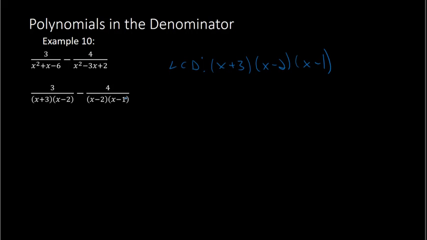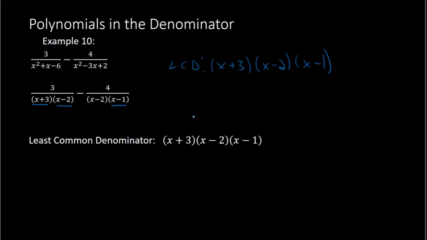And the question is, how many of each do we take? Well, we see which one has the most of each of these. We see x plus 3 only one time, so we take 1 x plus 3. X minus 2, the most we see it is one time, so we take 1 x minus 2. And we only see x minus 1 one time as well, so we take 1 x minus 1. So your least common denominator would be x plus 3 times x minus 2 times x minus 1.